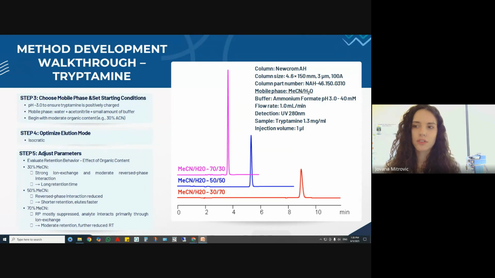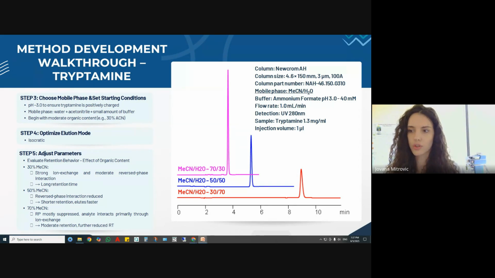Now, let's focus on step 3, which is choosing the mobile phase and setting up the starting conditions. Since, as we mentioned, tryptamine has a primary amine group, it's positively charged at acidic pH, making it a strong candidate for cation exchange interaction, plus we know it exhibits moderate hydrophobic characteristics. Therefore, when starting a method and first runs, we can start with something simple, like a water acetonitrile mixture with ammonium formate buffer at pH 3. This pH ensures that tryptamine stays positively charged, promoting cation exchange interaction with the column surface.